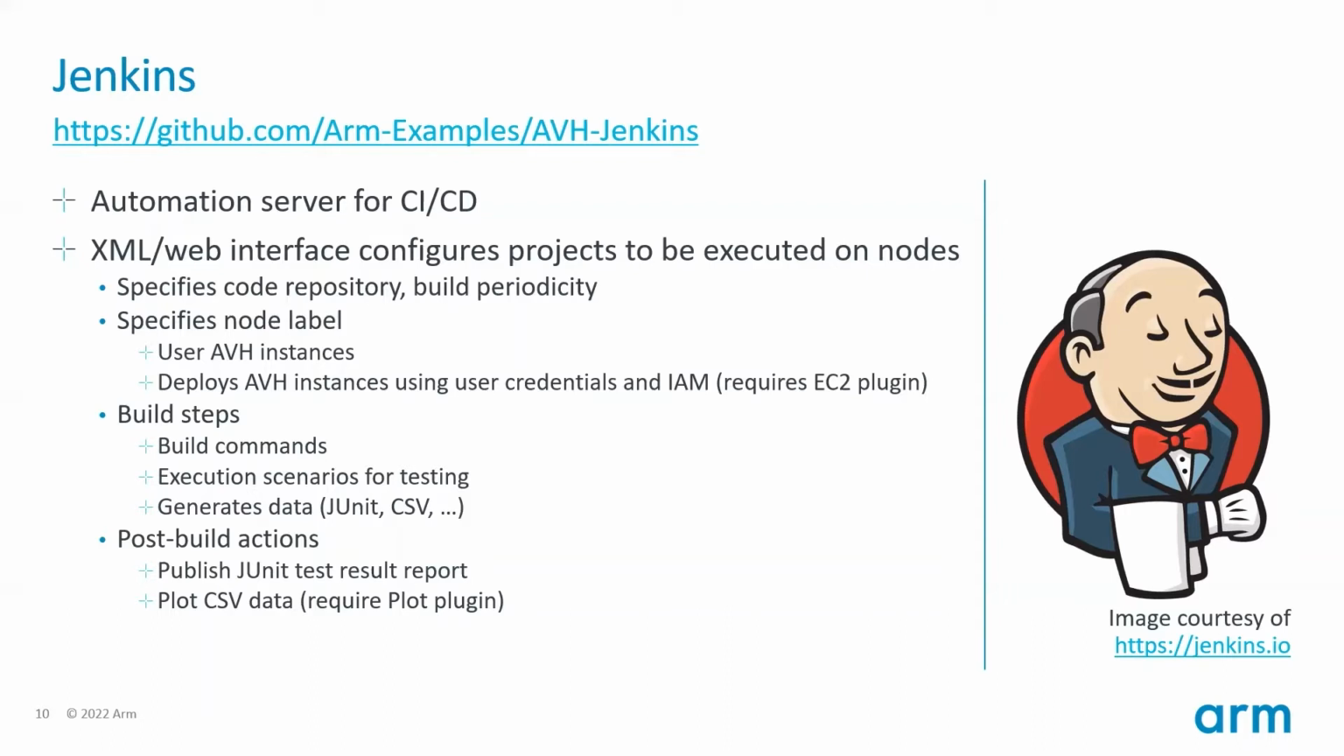The demo that we are going to show is available in the Arm Examples GitHub repo. Again, you can see the URL at the top of the slide here. We are going to configure our Jenkins server to add an Arm virtual hardware instance as a node to our project. We will show how we can use Jenkins to test the accuracy and performance of machine learning software for Cortex-M 300.